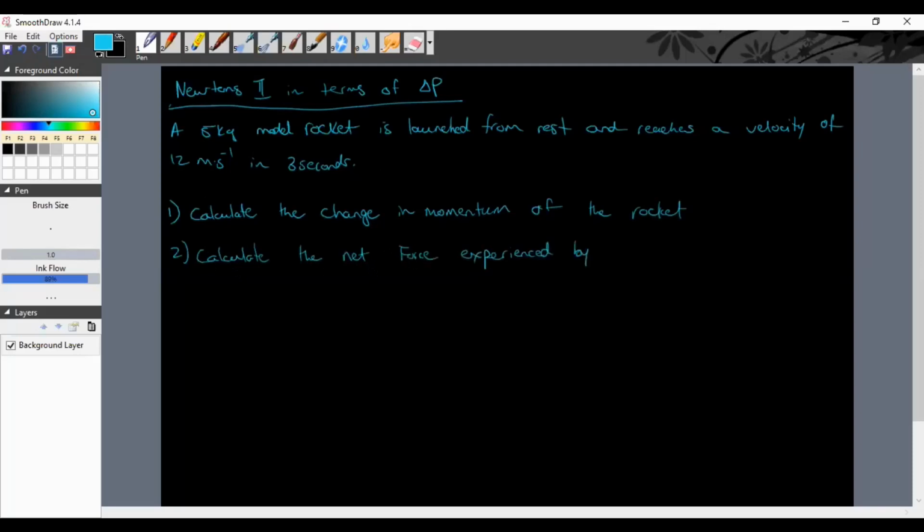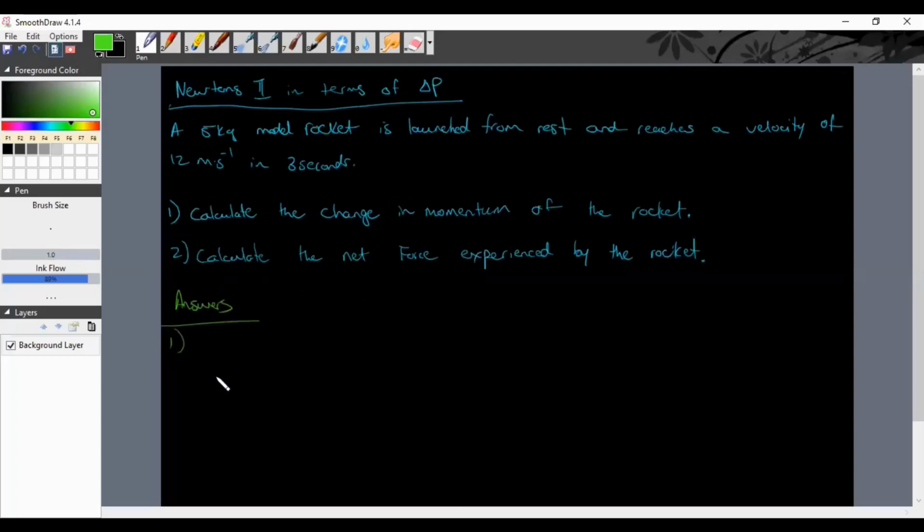Okay, so the first question they asked us to calculate the change in momentum of the rocket that decided to launch. This is quite a basic one.